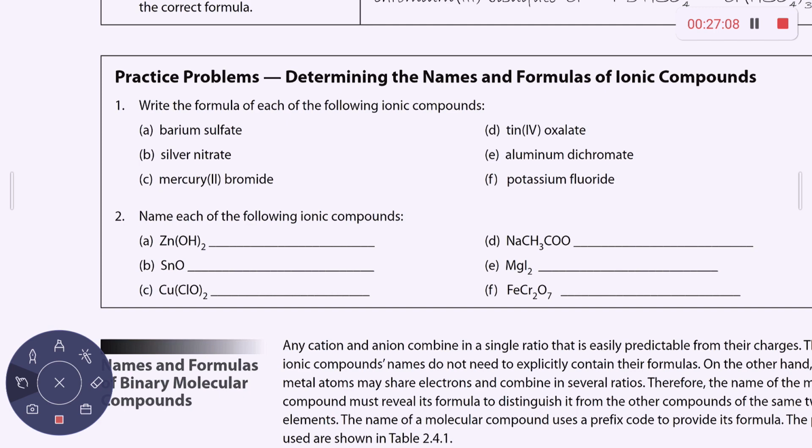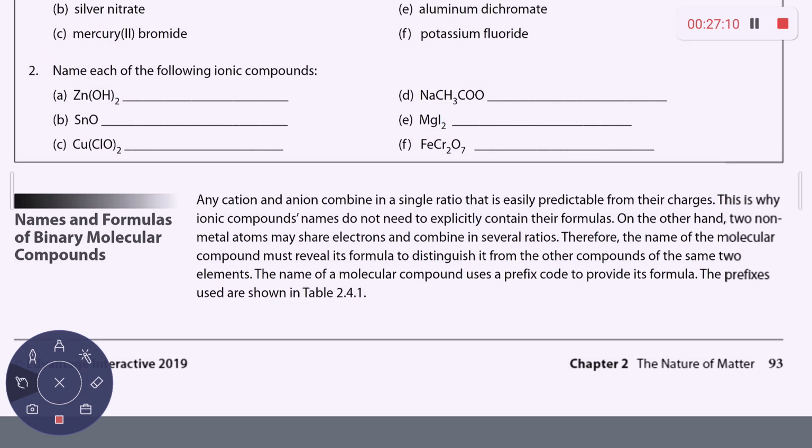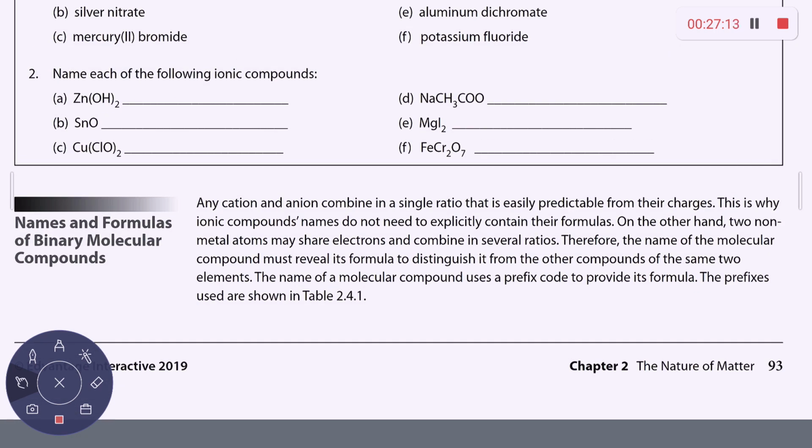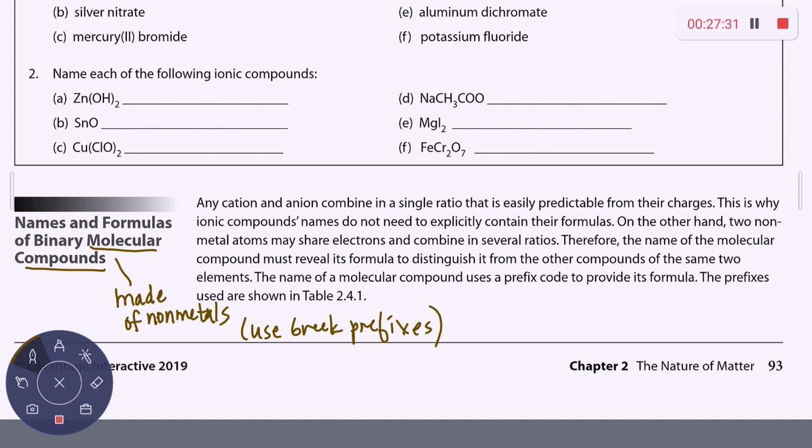So let's leave ionic compounds for a minute and go to molecular compounds. Molecular compounds are made of non-metals. The non-metals are on the right-hand side of your periodic table, and you are going to use Greek prefixes to indicate the number of each atom that you have. On your periodic table, you have a mini table in the middle at the bottom right of all of the Greek prefixes. It's mono down to deca.